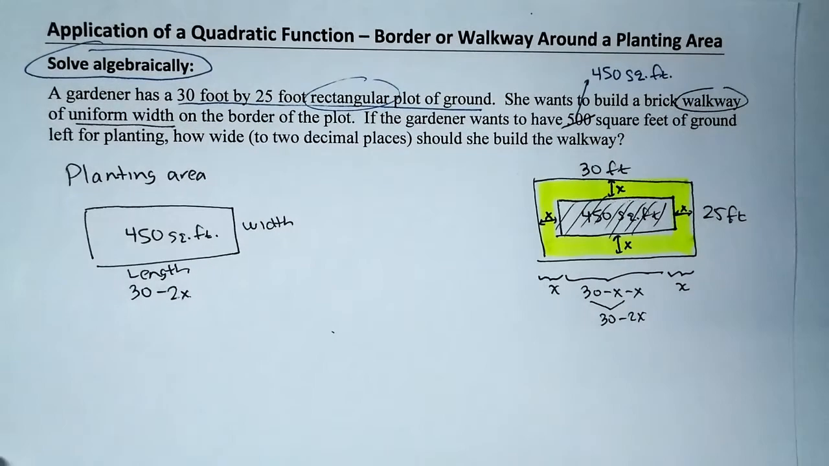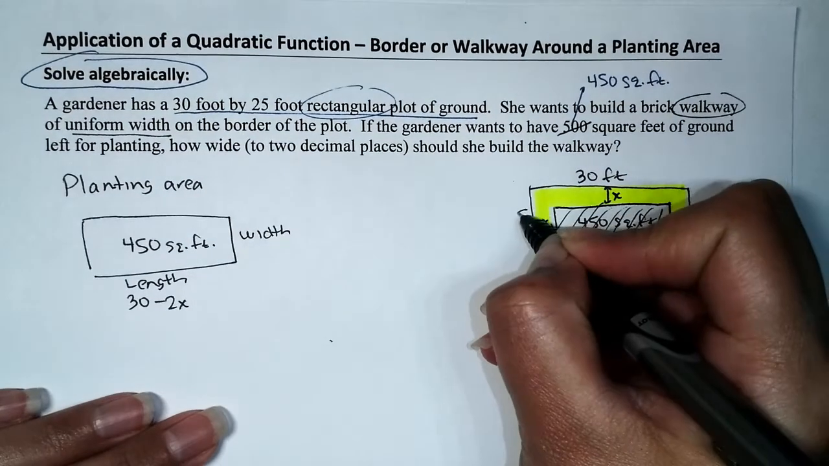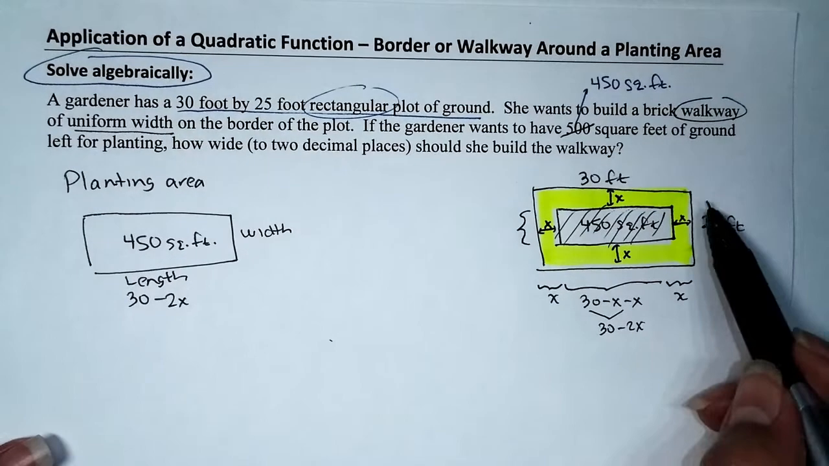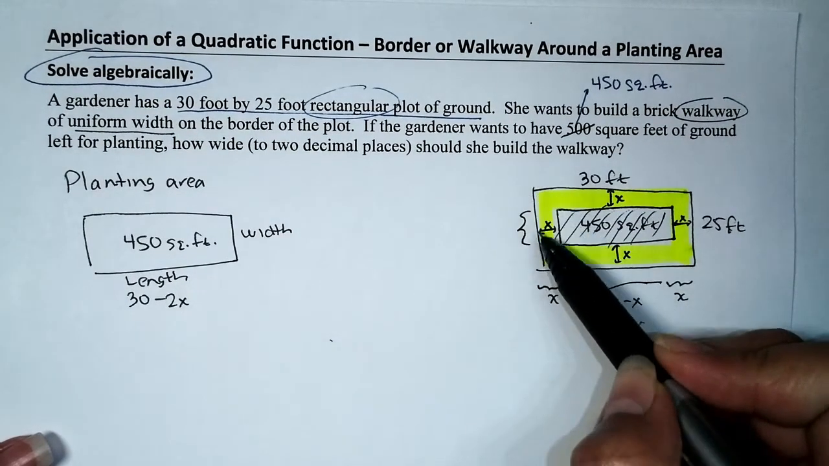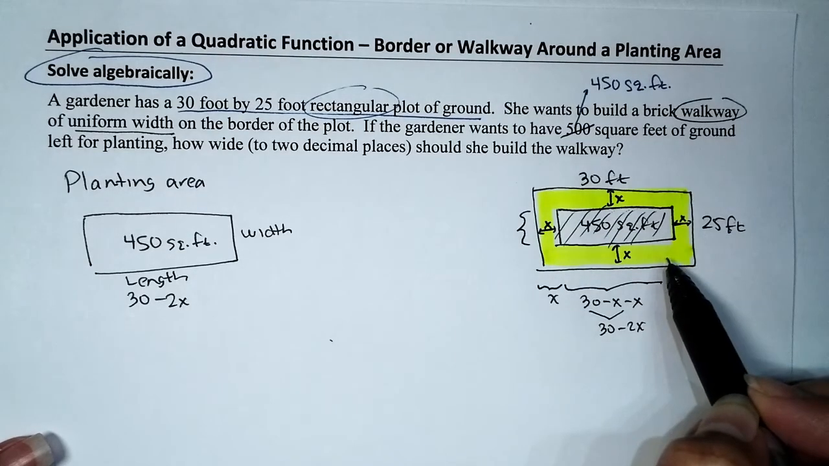So what is the length of the planting area? That's 30 minus 2x feet. Now it would be nice if we had an expression for the width of the planting area. The whole way across is 25 feet, but we don't have 25 feet for the planting area because we have to remove some space for the walkway.